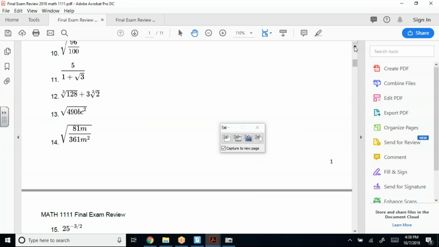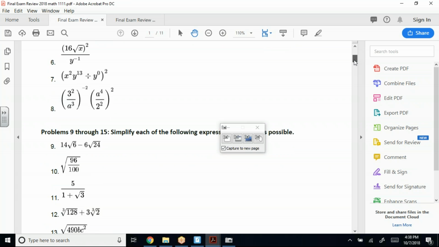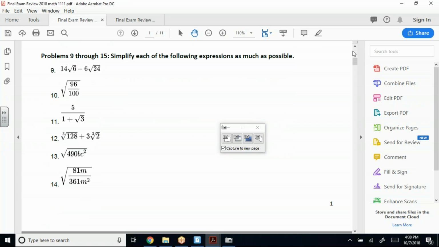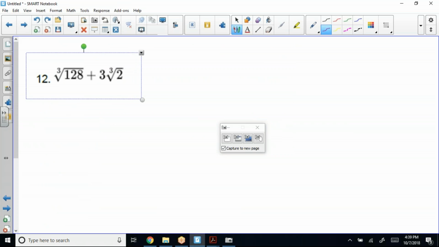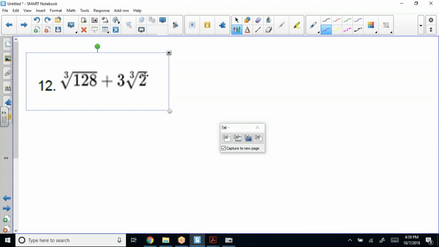Let's see what it says for us to do on these. It says simplify each of the following expressions as much as possible, right? So what we've got to make sure that we are doing is we've got to make sure that the radicand, which is this part right here, is simplified as much as possible. So we've got to figure out, is there any perfect cube that would go into 128? So let's kind of look at this.